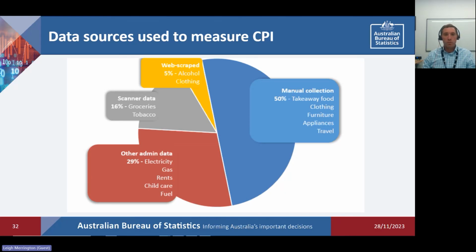More recently, we've made use of web scraped information. This is where we have some software that scrapes prices from retailers' websites automatically. We can do that on a weekly basis and collect a lot of information in that way. We only use it for a small amount of the CPI, alcohol and clothing, a couple of examples, but there's a lot of potential there that the ABS is reviewing and other countries are too. And we also have other administrative data. For things like rents or electricity, we can get access to these different data sources, which are collected digitally. So it's a much more efficient way to collect our price information, and we can collect a lot more of it than we used to previously. So it just means a more accurate CPI.